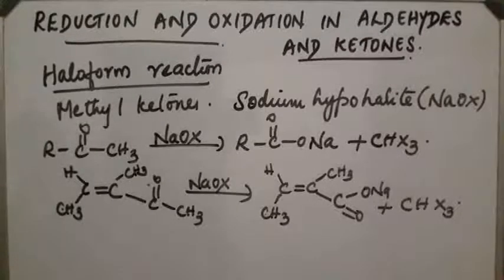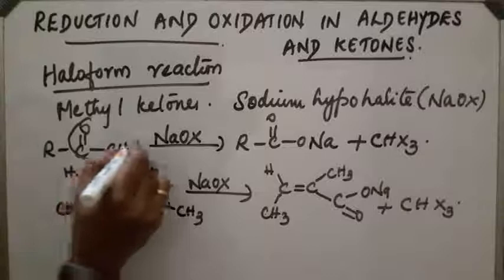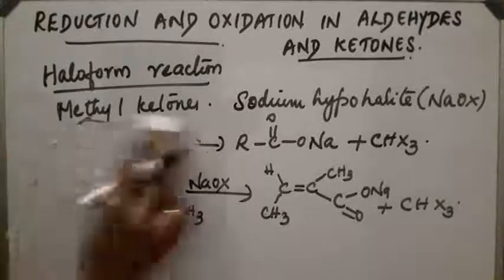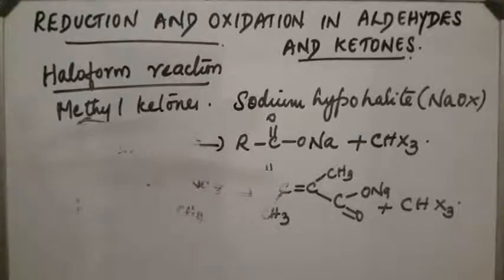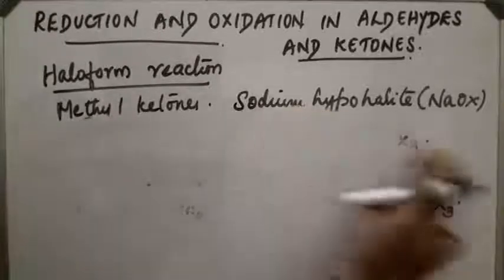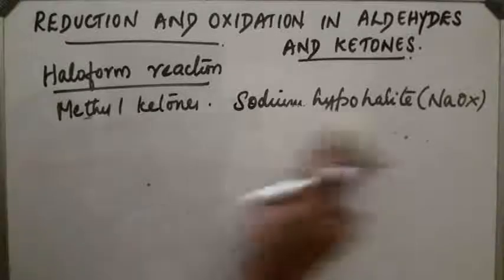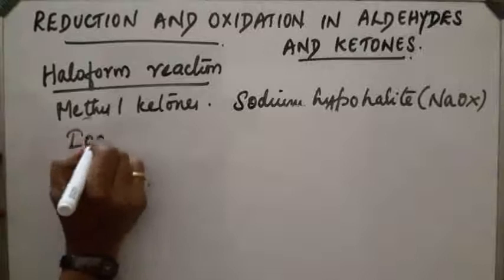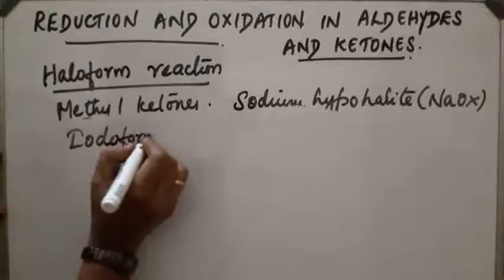Similarly, if we use sodium hypoiodite, we will get iodoform. So the iodoform reaction is an important reaction to detect the presence of the CH3CO group. Let us see the reaction, how the iodoform reaction takes place, with NaOI.